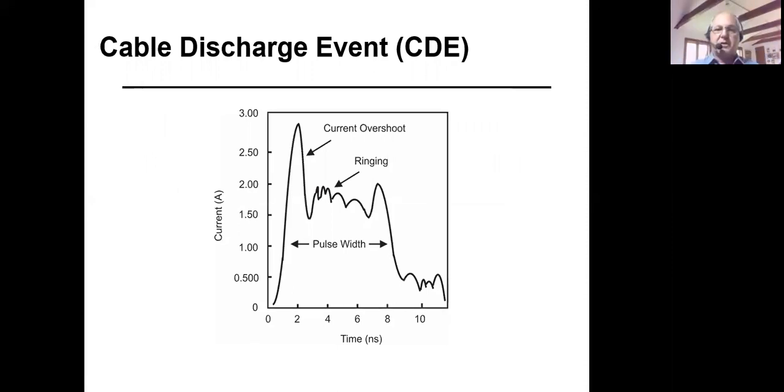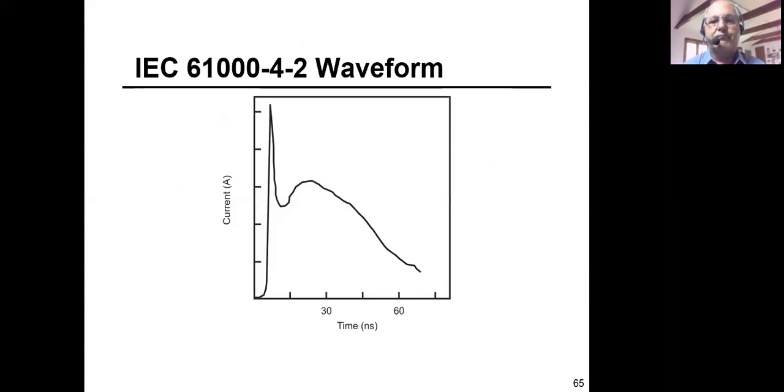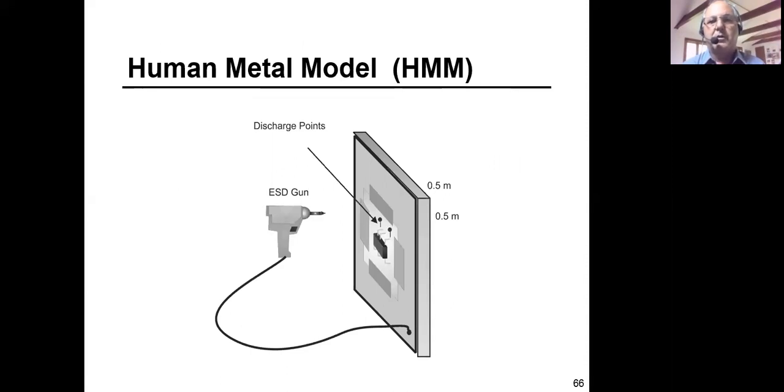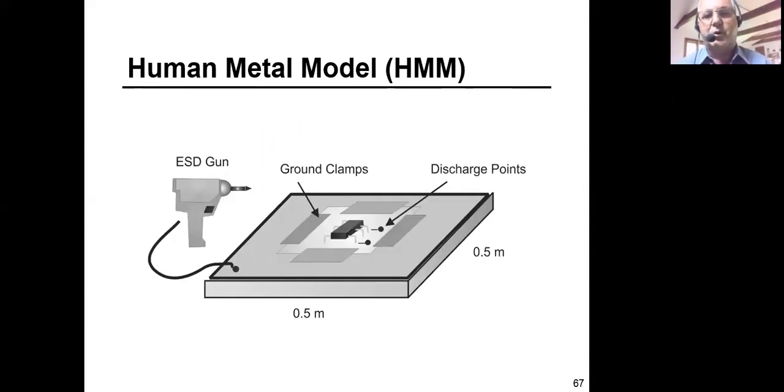What do cable discharge waveforms look like? It looks like basically a square pulse, and what you're looking at is the square pulse phenomenon. Here's an example of an IEC waveform. Then there's a human metal model, which uses the same configuration, but it's a gun, and only certain test points are used. The human metal model is performed on the chip itself, where the IEC test is typically done on a system.